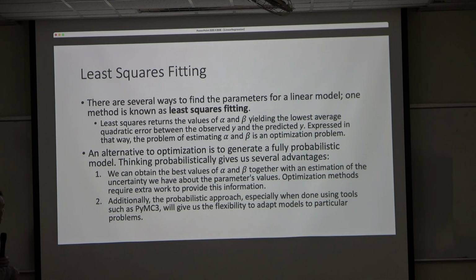Additionally, the probabilistic approach, if you are using a tool such as PyMC3, will give us flexibility to adapt models to particular problems. We'll see that later.